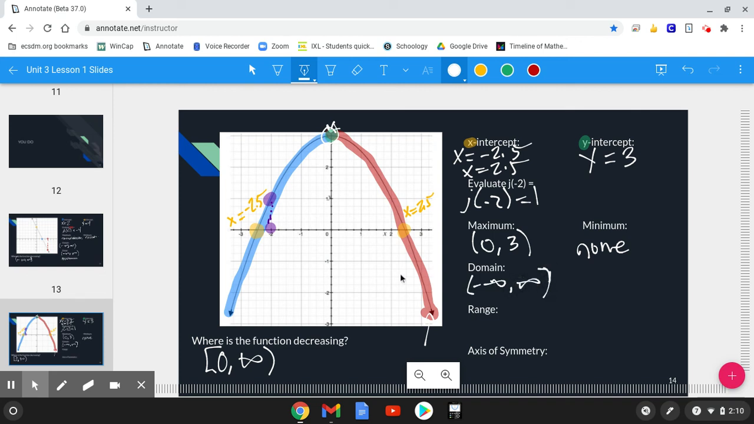What's the range? Well, notice how it keeps going down. However, the highest point is 3. So the range goes from negative infinity, goes down all the way up, and it stops at 3. The axis of symmetry. What is the axis of symmetry? The axis of symmetry is x equals 0. It's along that dotted line that the left and the right side are a mirror image of each other. They're the same on both sides.